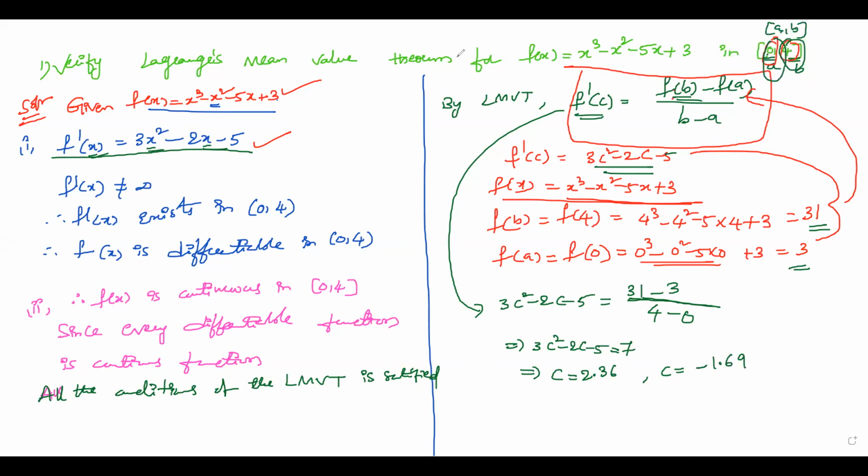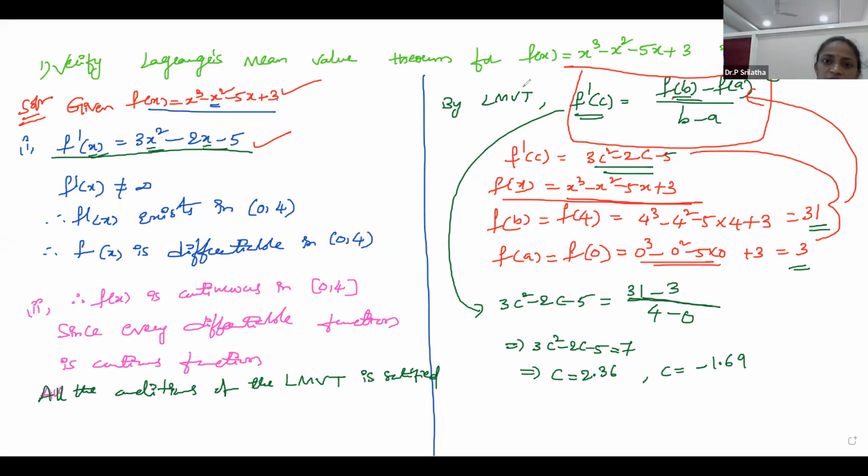1.69. Does this belong to the open interval (a, b)? The first case belongs to the open interval (0, 4). (a, b) is nothing but (0, 4), right? So does that value belong to the open interval (0, 4)?